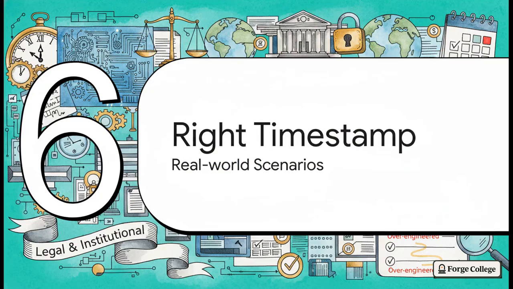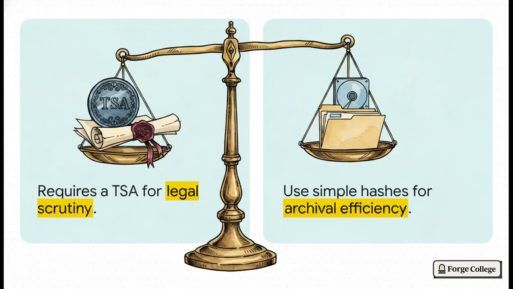Almost done. Section 6. Choosing the right timestamp. When you're out there designing your systems, you've really got to weigh two different approaches. On one side, you have legal scrutiny. If you are going to court, you absolutely need the heavy machinery, a timestamp authority plus a notarized affidavit. But on the other side, you have archival efficiency. If you just need to keep your own internal databases organized, a lightweight cryptographic hash with local logs is perfectly fine. You don't need to call a highly regulated digital notary every single time you hit save on a rough draft, right?